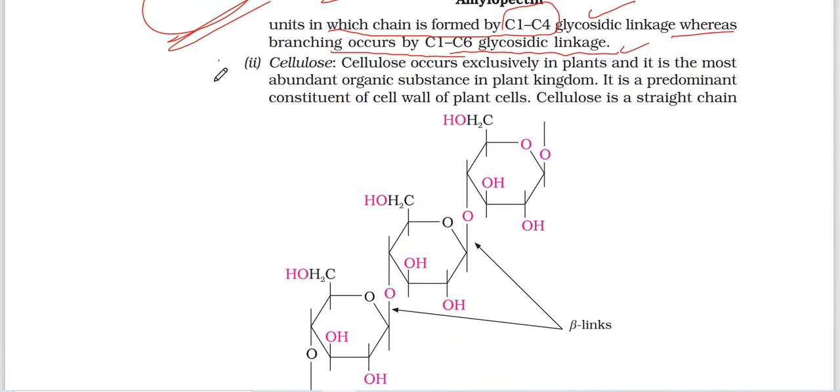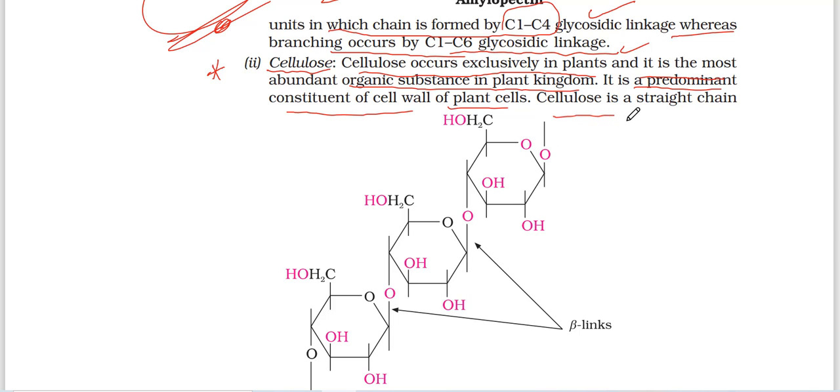Next important, cellulose. Starch we can eat, but cellulose we cannot; it is wood, what is found in plants. Animals can digest some of this cellulose. Cellulose occurs exclusively in plants and is the most abundant organic substance in the plant kingdom, because the plant leaf and branches and everything is made of cellulose. It is a predominant constituent of the cell wall of plant cells. The plant cell has a cell wall, and that cell wall is made of cellulose.